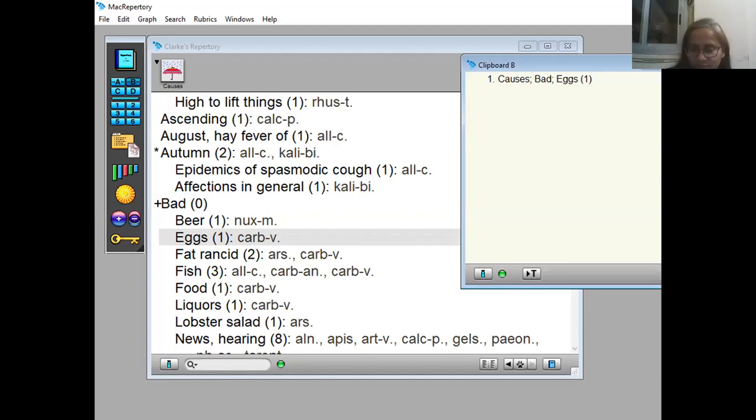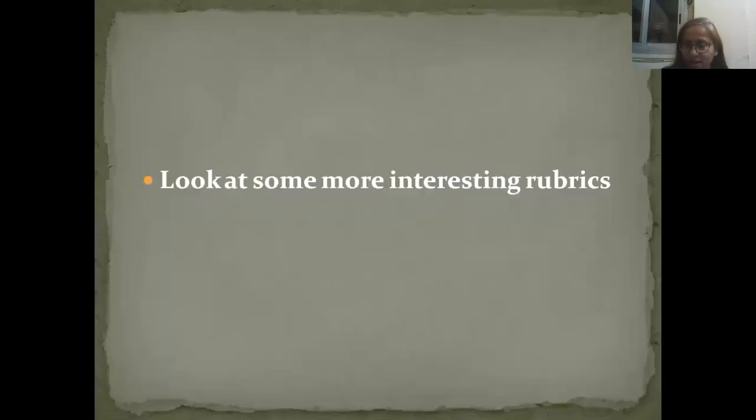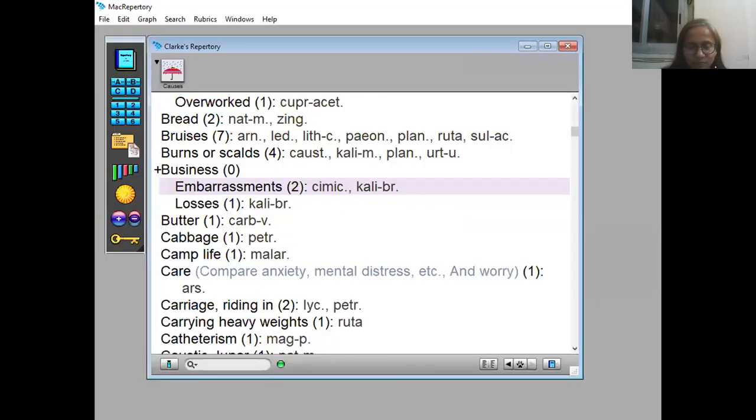Okay, I took that rubric, and thankfully here also it was a single remedy rubric. So carbo veg was the remedy. And on the safer side, I also took causes bad food, and both had only one remedy, carbo veg. I prescribed this remedy, and the pain vanished within a few hours. And within 1 or 2 days, the patient was completely better. How surprising! Okay, let's look at some other interesting rubrics.